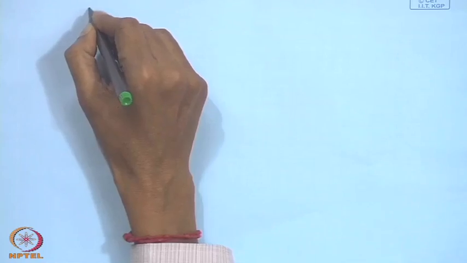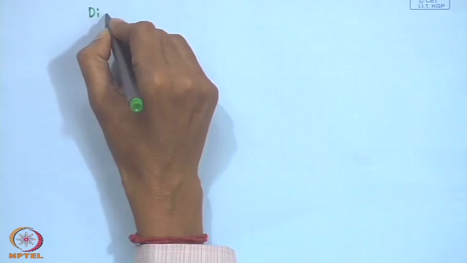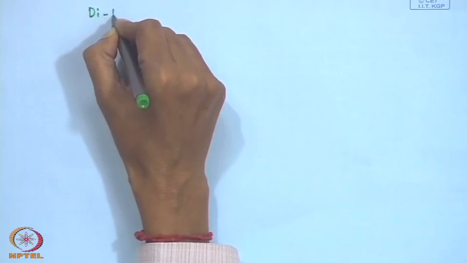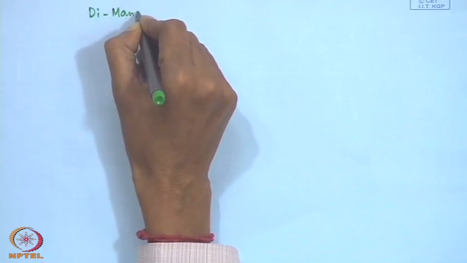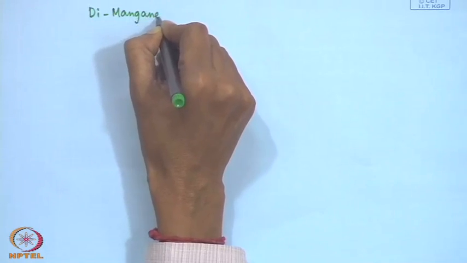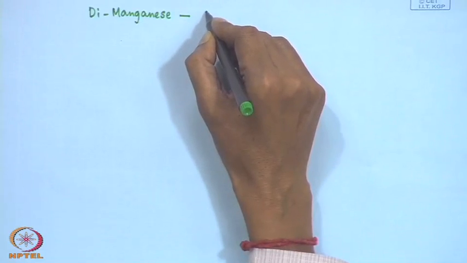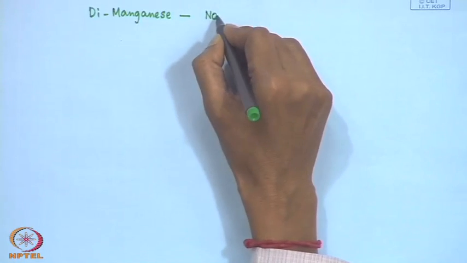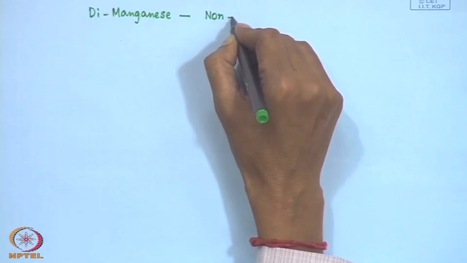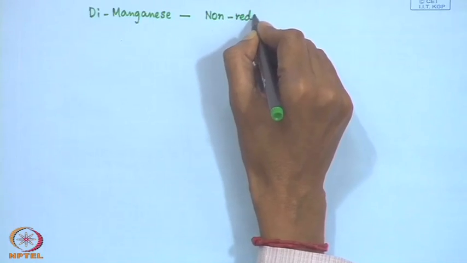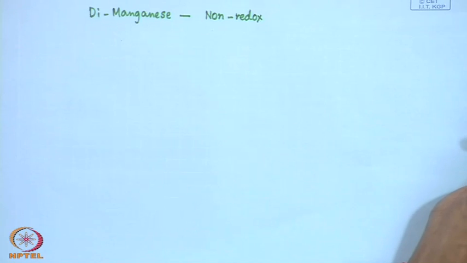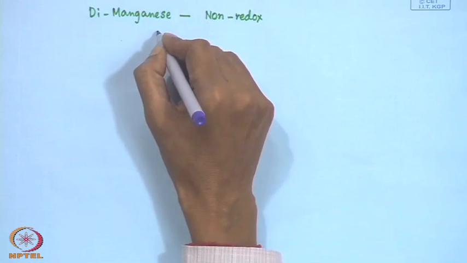Again manganese, this dimanganese system can function as a very good Lewis acid. So, we do not have any electron transfer catalysis. So, it is basically a non-redox dimanganese enzymes. So, they are known as non-redox dimanganese enzymes.